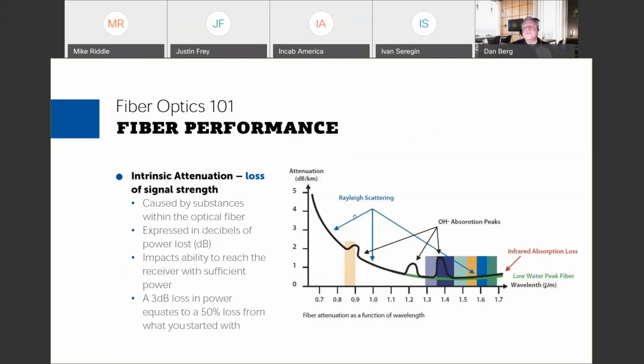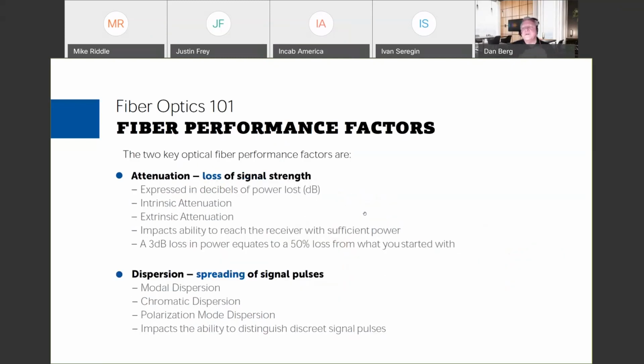Dispersion is the spreading of the signal pulses. There are a minimum of 3 types: modal dispersion, which primarily affects multimode fiber, chromatic dispersion, and polarization mode dispersion.